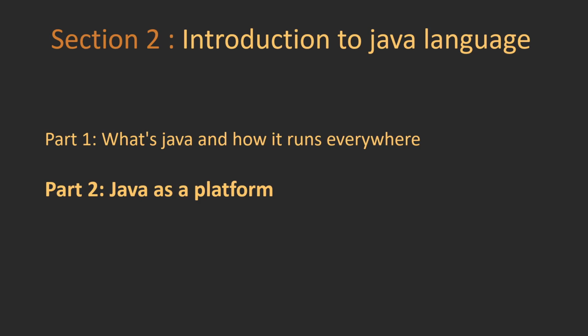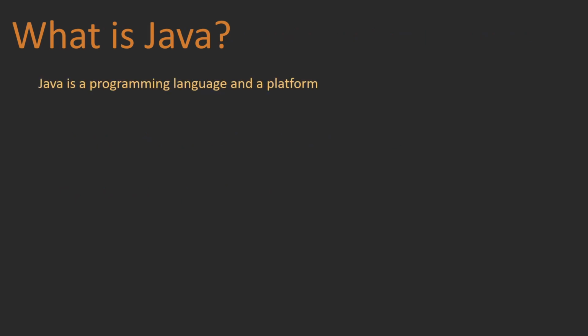Java as a platform. In the last video we mentioned the definition of Java, which is that Java is a programming language and a platform, and we discussed why it is considered a programming language, since it is used to make applications, and we explained how it gets the best of both worlds, of compiled and interpreted languages.